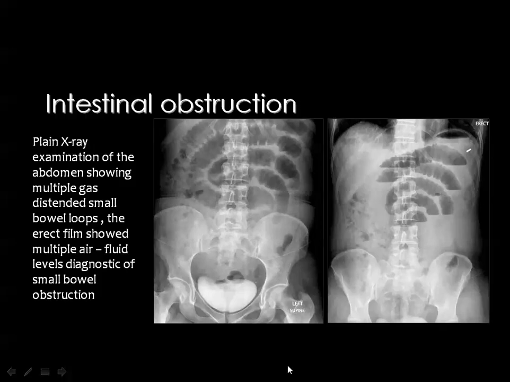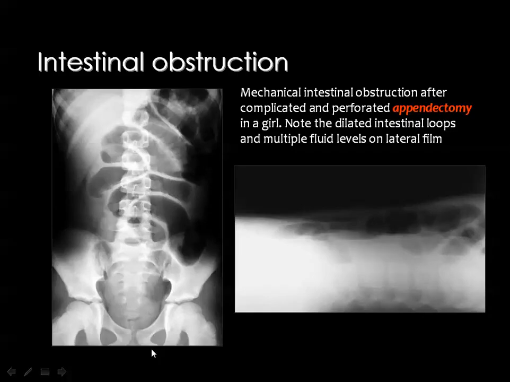According to the shape of the bowel loops, you can easily identify the level of the obstruction by the plain films. And here you can see the classic appearance of the jejunal loops, and you cannot see the ileal loops, meaning that the obstruction is between the jejunum and ileum, meaning that it is a proximal small bowel obstruction. And this is a mechanical obstruction after appendectomy. And you know, postoperative adhesions are one of the most important causes of intestinal obstruction.